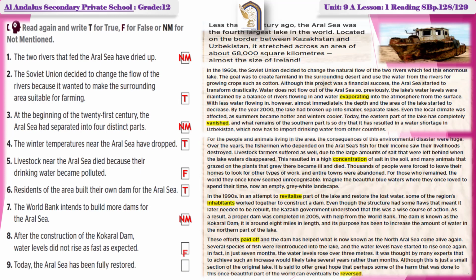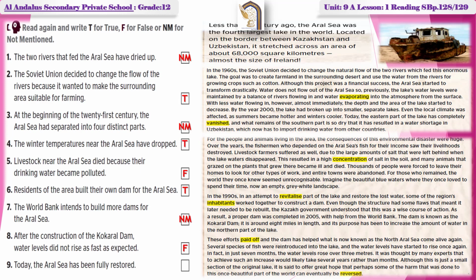The sentence is false. And where is the evidence? Actually, the evidence occurs in the last paragraph. We can read starting from the third line. The water levels rose over 3 meters. It was thought by many experts that to achieve such an increase would likely take several years rather than months.